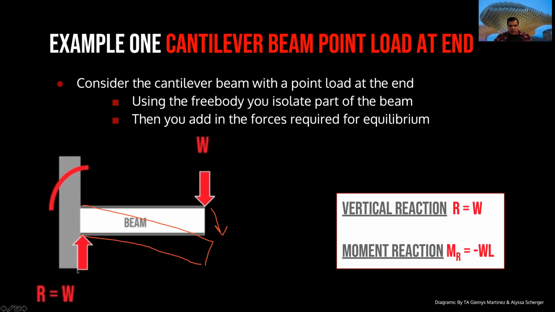And that is a moment that will be produced at this point, because this bending will tend to move the beam clockwise, and in order to eliminate that, you need a reaction that moves the beam counterclockwise.